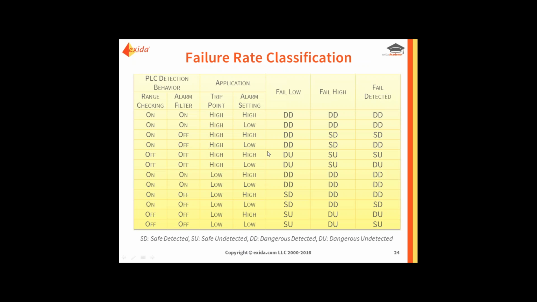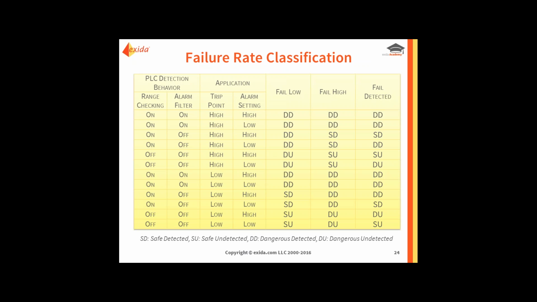And to summarize all that, there's this nice table here with pretty much all the combinations. Can your PLC detect outer range signals, yes or no? Do you filter out alarms or implement a trip delay, yes or no, on or off? What is your trip point? Is it a high or a low trip point? How do you set your alarms within the transmitter? Drive it under range or over range. And then based on that, failures are either classified as safe, dangerous, detected, or undetected.